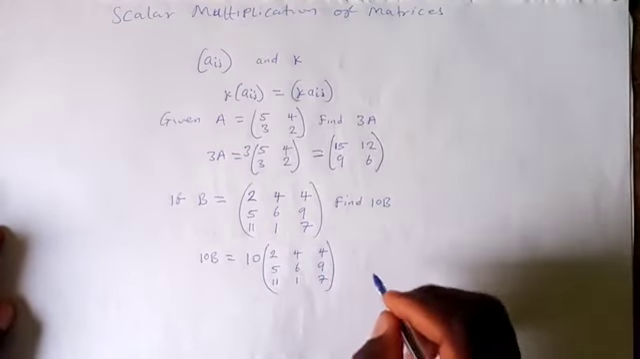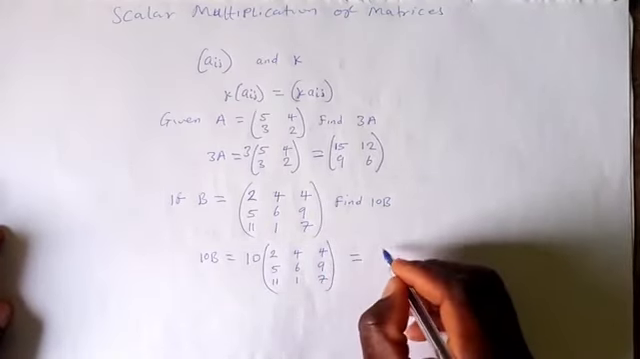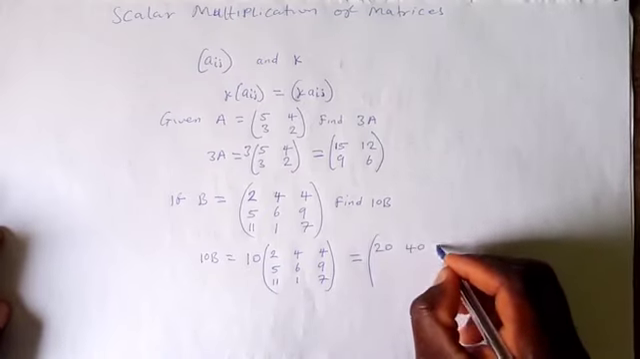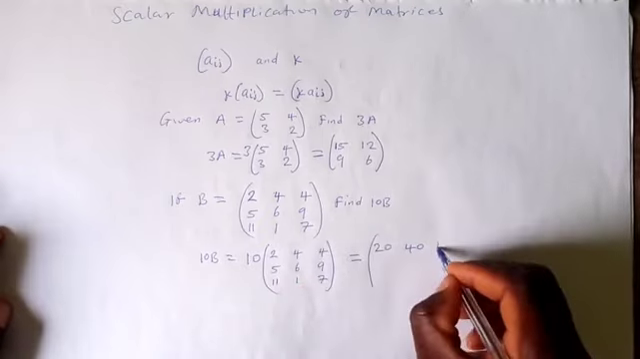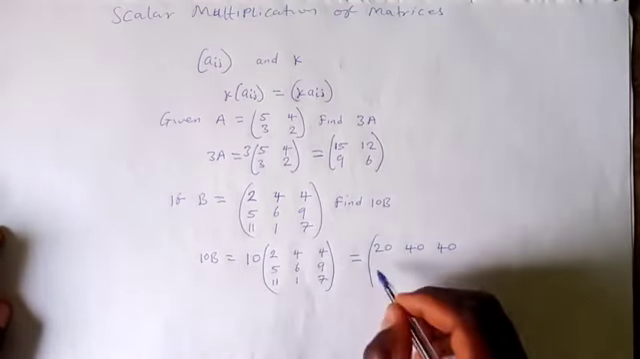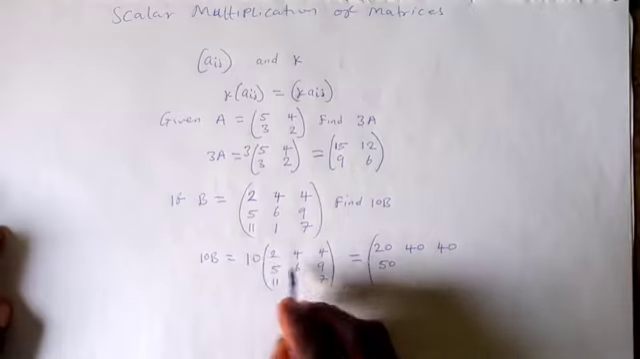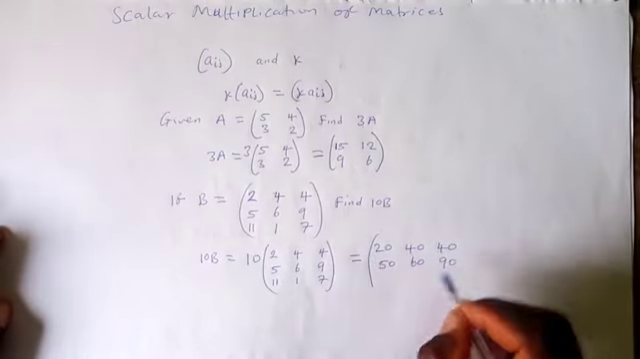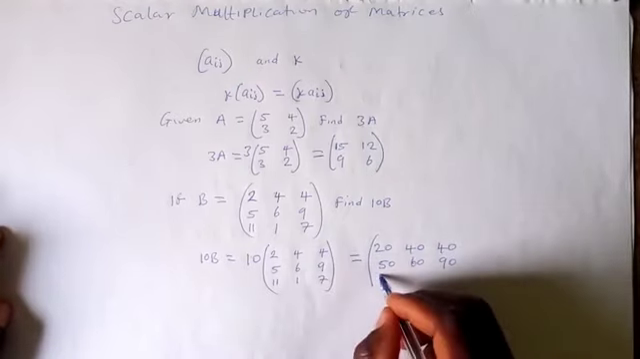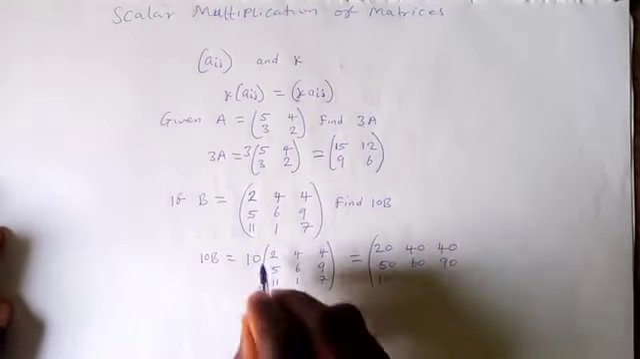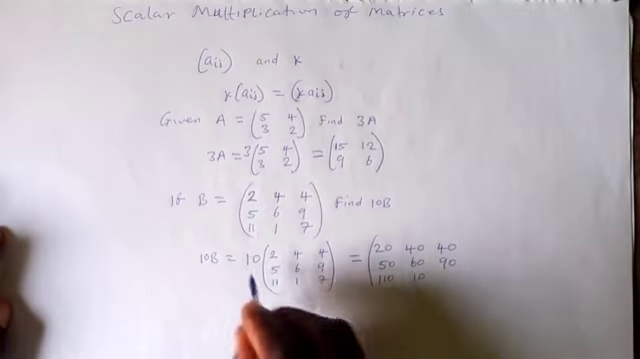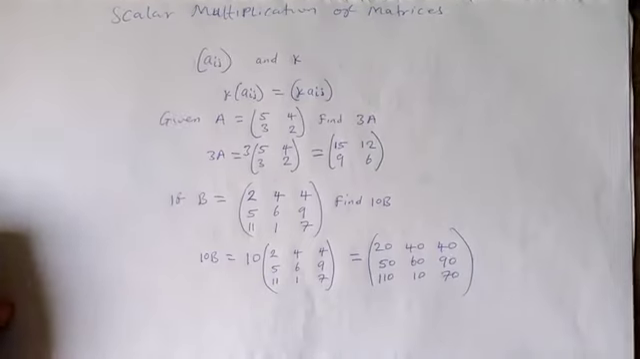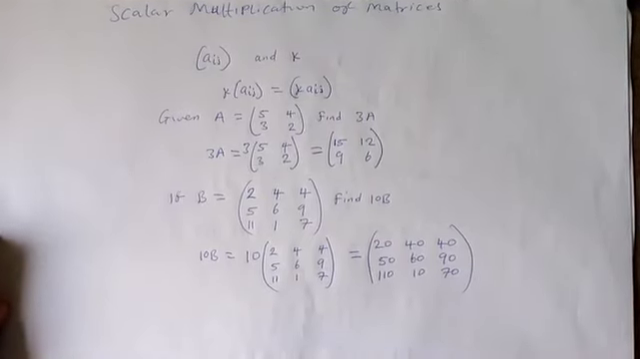Close the bracket. So our new matrix will now be equal to 20, 40, this times this, we have 40 again, this multiplied by this, 50, 10 times 6, 60, 10 times 9, 90, 10 times 11 is 110, 10 times 1, we have 10, and 10 times 7 as 70. So this is our new matrix. Let's take another example.